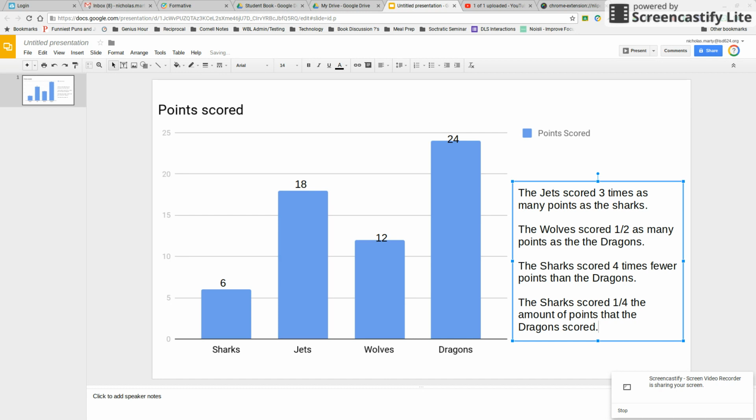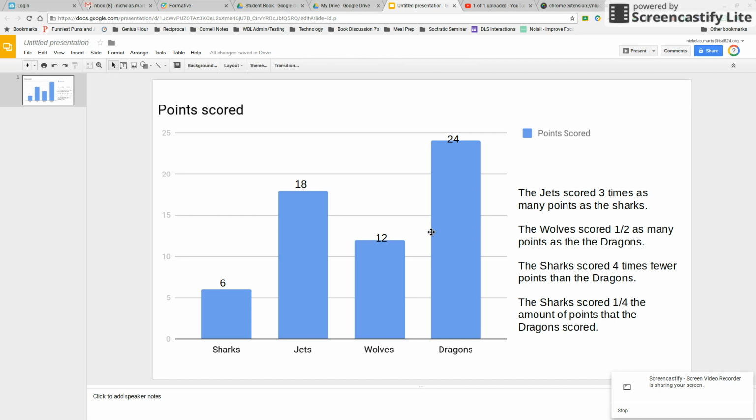All right, so there are lots of different comparison statements that I could make about this graph. So you're going to take a peek at a few graphs and you're going to write some of these comparison statements. And I challenge you to both try to write one that uses times and see if you can write one that uses a fraction as well. Okay, good luck.